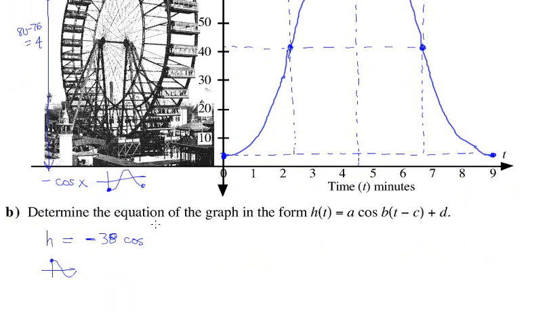Yeah, 0.698, open parentheses, t. I'll put minus 0 just to remind you, but there was no horizontal translation. This wave starts exactly where a negative cosine is supposed to. And then our d value, the midline, is 42 meters up. So there's our equation that matches this curve.